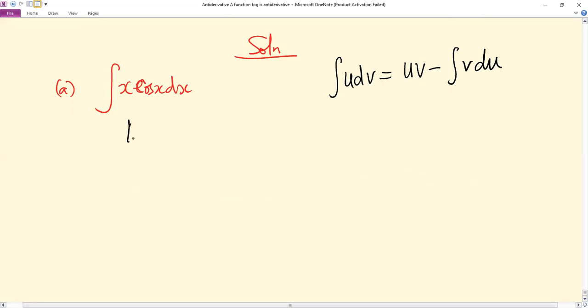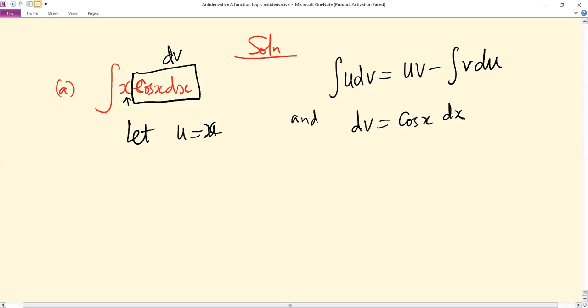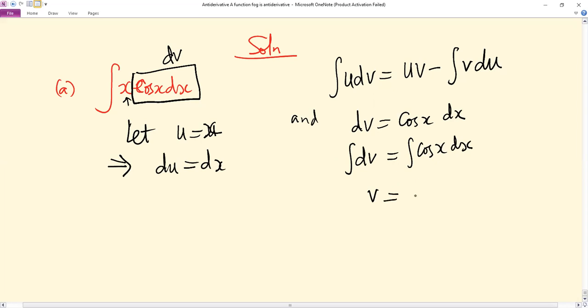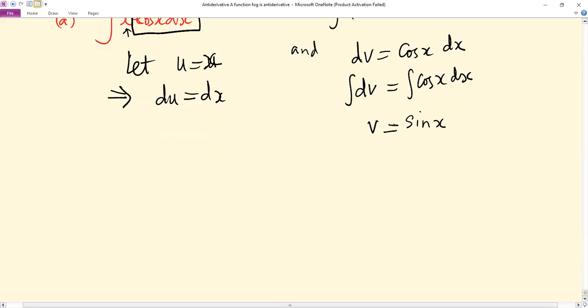So here we'll let u be this x, and when you let u be x, then the remaining stuff becomes dv, so dv is cosine of x dx. Now from dv you get v, from u you get du. So this means du will be dx, and integrating both sides, the integral of dv equals the integral of cos x dx. v will give us, integrating the cos function, positive sine function. So we have our u, our v, our du, and our dv.